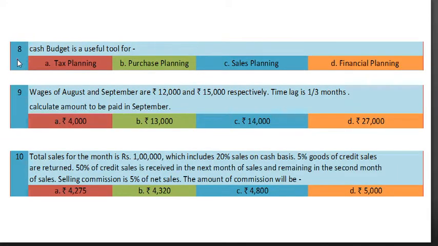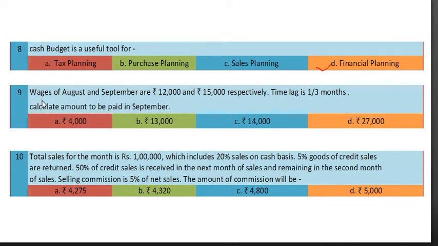Next, number 8. Cash budget is useful tool for A, tax planning, B, purchase planning, C, sales planning, and D, financial planning. Cash budget is a tool for short term financial planning. So our correct answer is option D, financial planning.